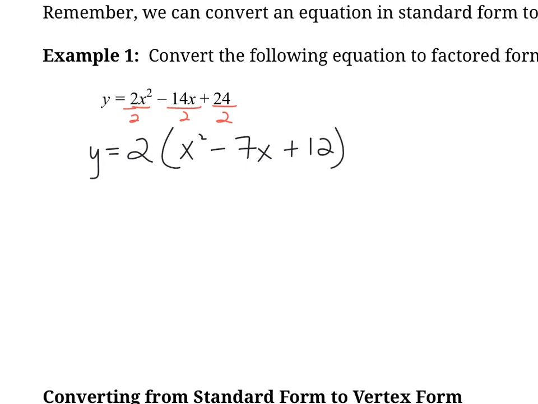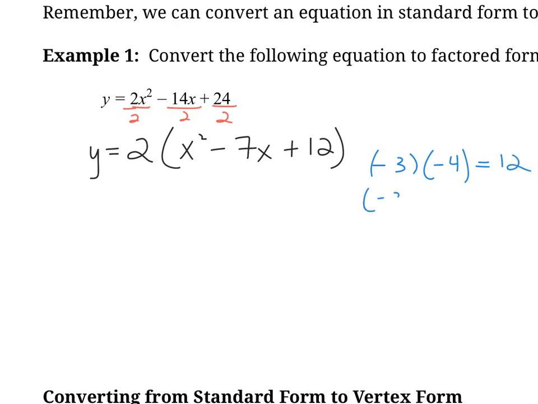So now I'm left with a trinomial, a three-term expression, and I want to see if I can factor this expression a little bit further. And so what I can see is if there are two numbers that multiply to give me positive 12, but also add together to give me negative 7. So I'm going to use the product and sum method to see if I can factor this further. So I know that negative 3 multiplied by negative 4 will give me a positive 12.